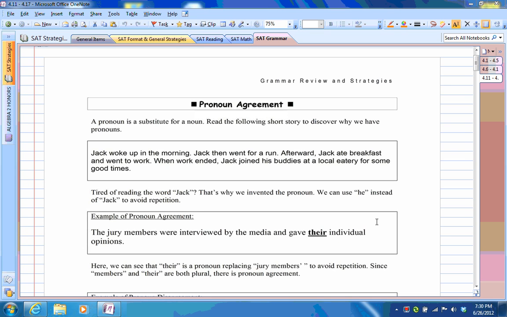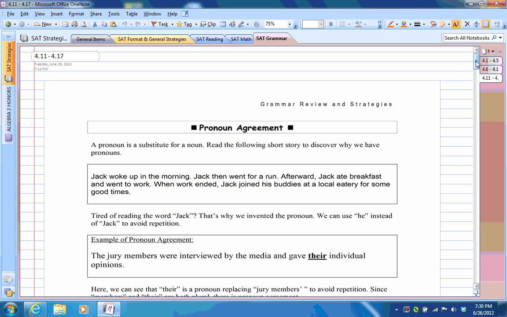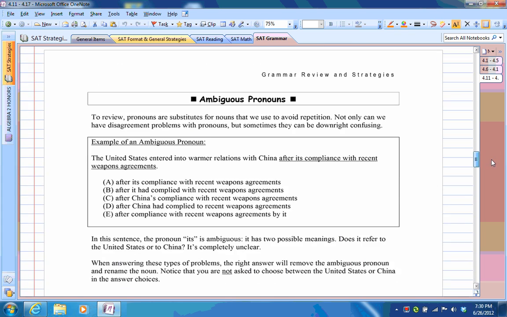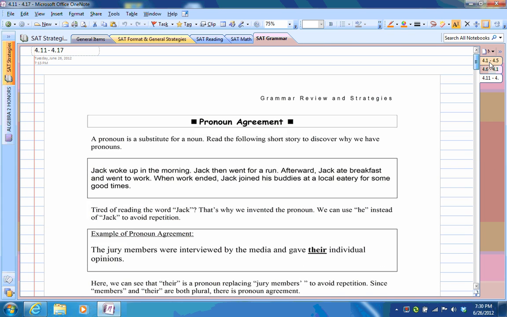Okay, now we're going to talk about grammar, and we're going to go over pages 4.1 to 4.17. Actually, we're not going to do 4.16 and 4.17. That'll act as kind of a quiz that we'll do when we see each other again, just to make sure you understand pronoun agreement and the other grammar rule, which will be ambiguous pronouns. Pronouns are a big deal on the SAT.